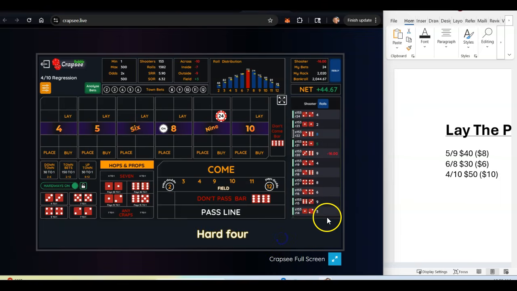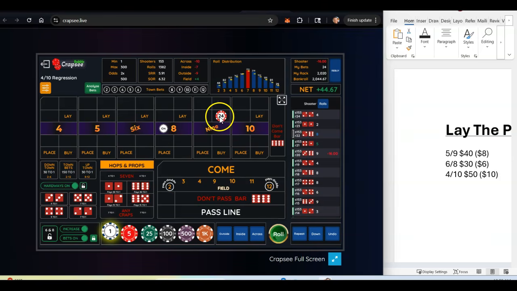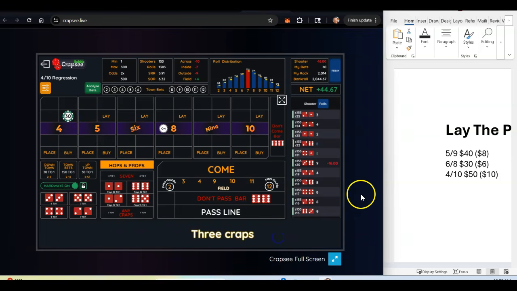Hard 4. All right, that's a good one. So what we can do is we can bounce back to the 4 if we want to. So we are at a level 3 bet. Level 3 on the 4 is $30. So we're going to do that. And you see how we're bouncing on the outside numbers. 3 craps.